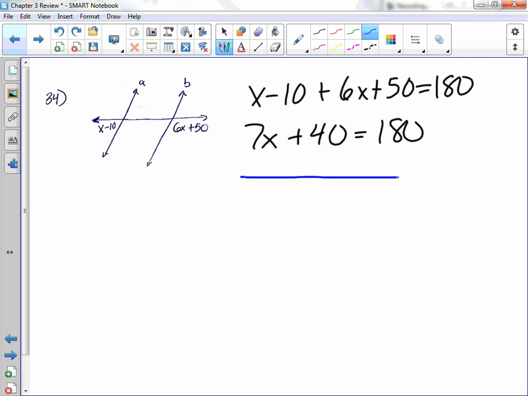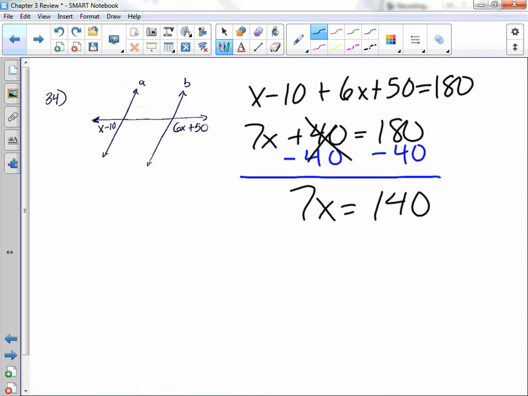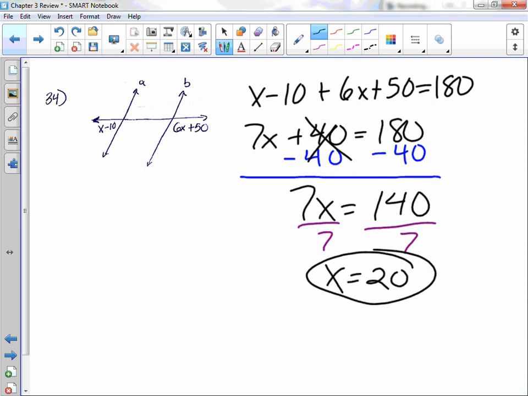And what do we do next? We would subtract 40 from both sides. When we subtract 40 from both sides, 40 and 40 cancel, leaving me with 7x is equal to 140. From here, we would divide both sides by 7, which gives us x is equal to 20. So the value of x is 20. The two lines are going to be parallel.